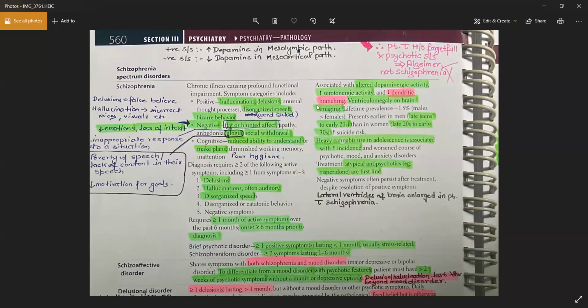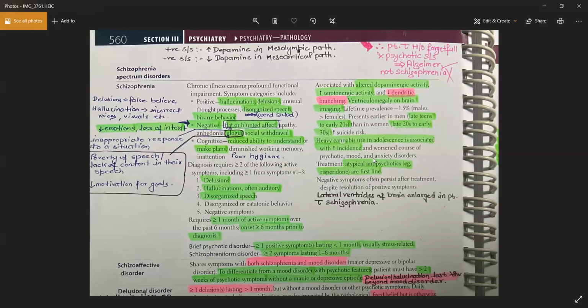It will increase the suicidal risk of the patient. Heavy cannabis use can cause schizophrenia. And please note, you will have lateral ventricle enlargement in schizophrenia. So heavy cannabis, lateral ventricles, decreased dendritic branching. These three findings you will see on the MRI of the patient.